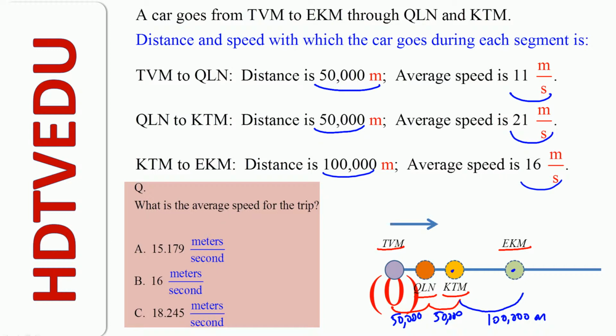The total distance is, of course, 50,000 plus 50,000 plus 100,000, and that is 200,000 meters. So if this is the case, the question is, what is the average speed for the entire trip? Is it A, 15.179 meters per second? Or is it B, 16 meters per second? Or is it C, 18.245 meters per second?